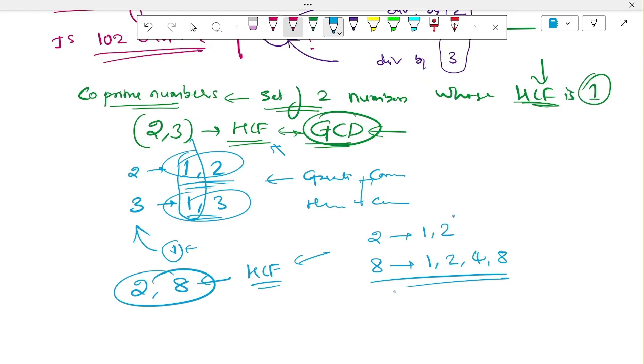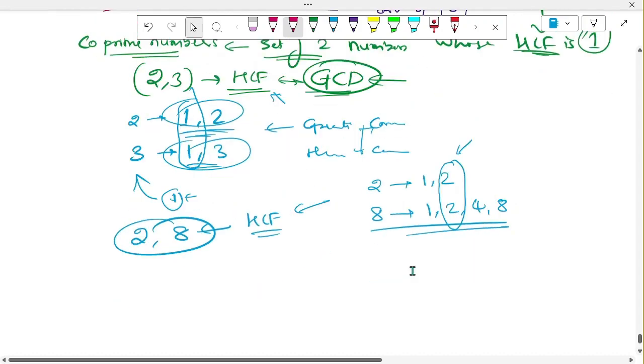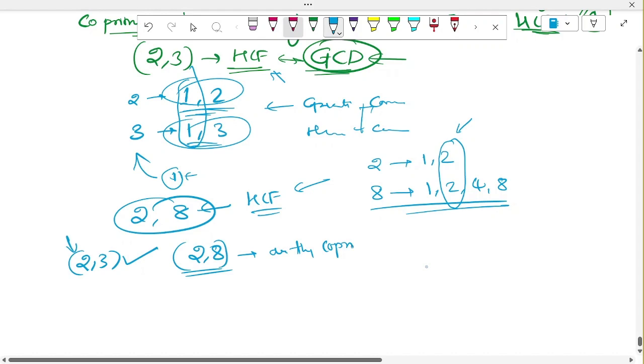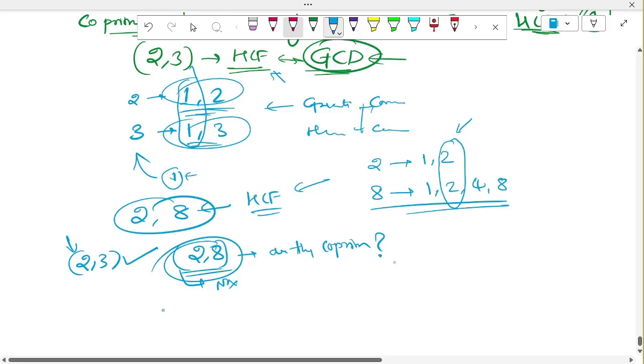Now why I explained this concept was, by using this method you will be able to identify the co-prime numbers. So 2 and 3 are co-prime numbers because HCF is equal to 1. Now can you tell me 2 and 8, are they co-prime numbers? Are they co-prime? No, right? Because HCF is not equal to 1. So 2 and 8 are not co-prime numbers. Now can you tell me 4 and 3, are they co-prime numbers? 4 and 3.